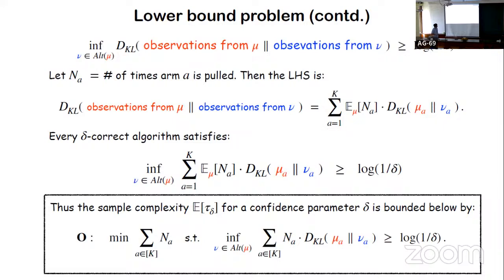So what this inequality says is that the allocations done by any delta correct algorithm must satisfy this particular property, that it must at least have a log of 1 over delta evidence against the alternate hypothesis of my instance, and this gives us the lower bound problem. So what this implies is that the expected sample complexity for any delta correct algorithm must be lower bounded by the value of this optimization problem, where I consider all possible allocations which satisfy this particular property, that it draws at least log of 1 over delta evidence.